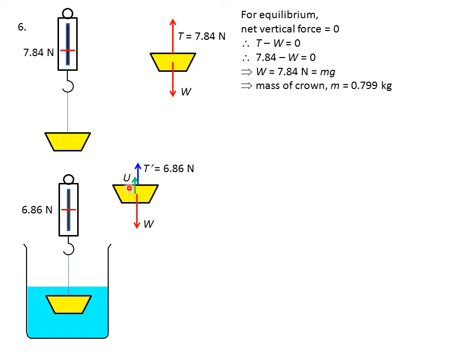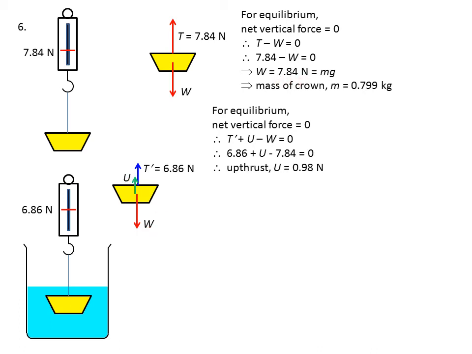But again the crown is in equilibrium because again it is not moving. So for equilibrium, we are talking about this second case now, so net vertical force is 0. So the two upward forces balance the one downward force. So T prime is 6.86. U we do not know, but W is the same as before, 7.84. So this allows us to find the upthrust.